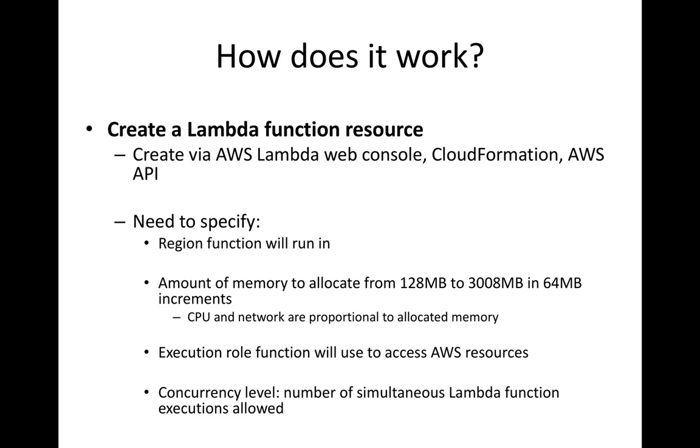One thing that's interesting is that the more memory you allocate to a Lambda function, the more CPU is also allocated proportionally and automatically by AWS.